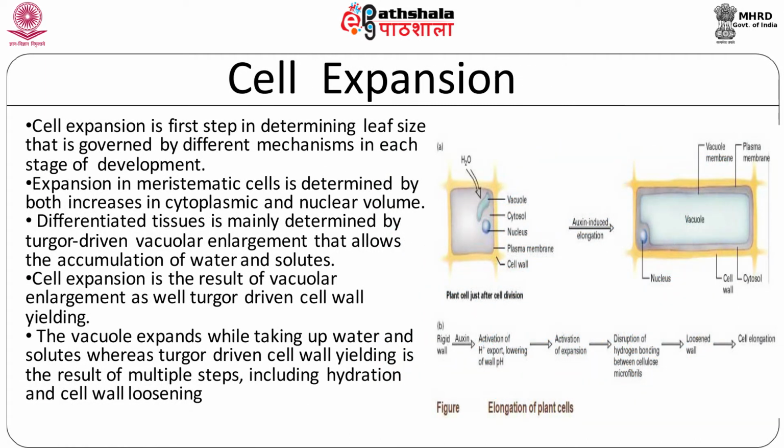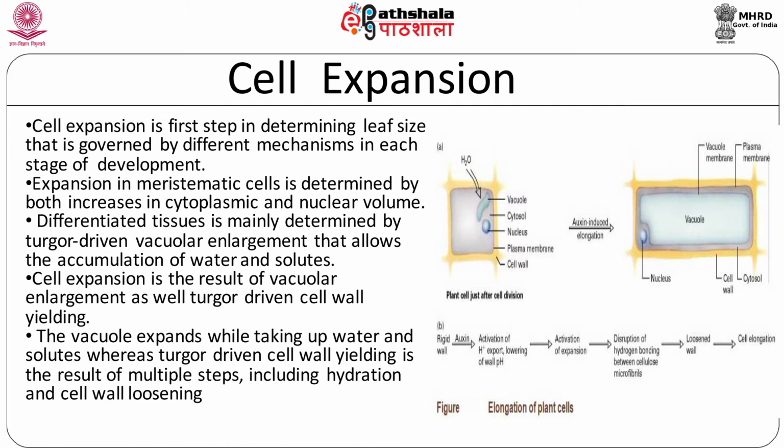Cell expansion is an essential step in determining the final leaf size as well as the root or any other organ size, which is governed by different mechanisms in each stage of cellular development. Expansion in meristematic cells is determined by an increase in both the cytoplasmic and nuclear volume, whereas expansion in differentiated tissues is mainly determined by turgor-driven vacuolar enlargement that allows accumulation of water and solutes.